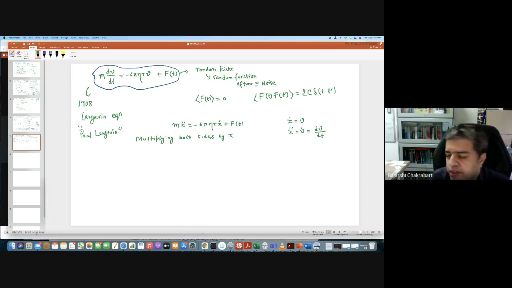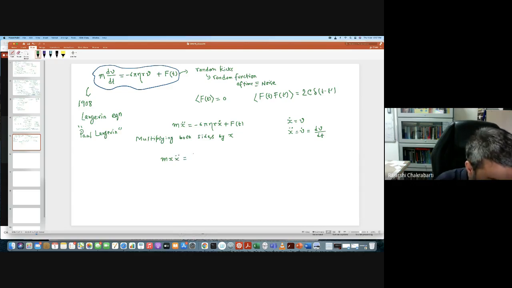If I multiply both sides by x, what am I going to get? I'm going to get m x x double dot is equal to minus 6 pi eta r x x dot plus x F(t). Okay, and then I do one thing.